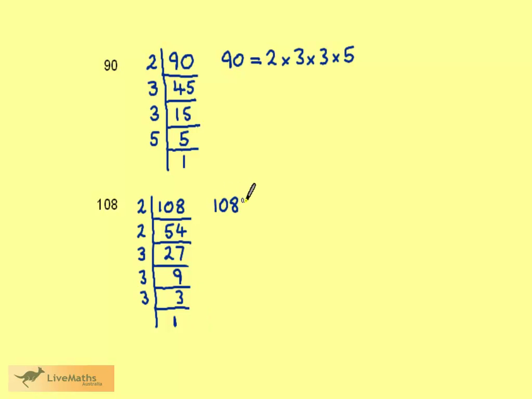So 108 is equal to 2 times 2 times 3 times 3 times 3.